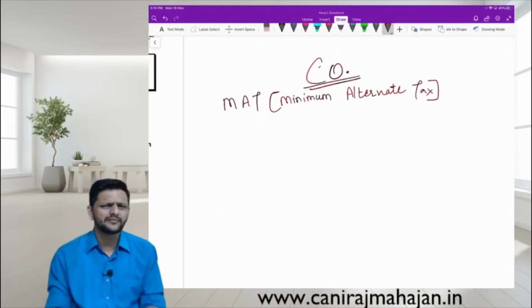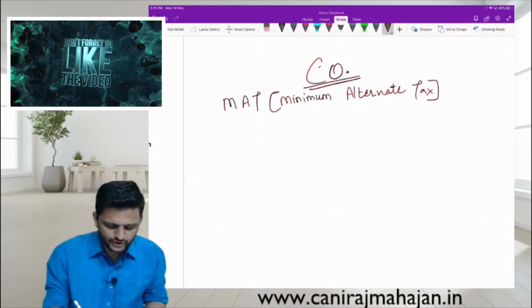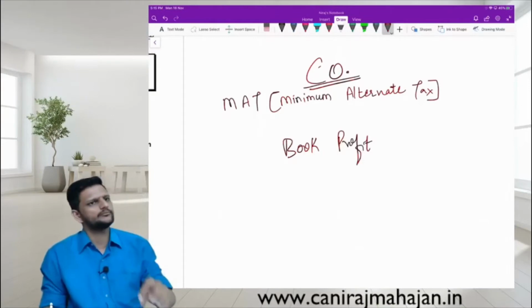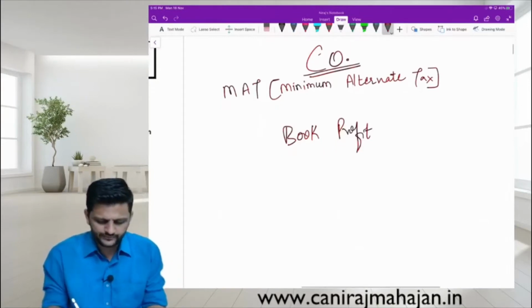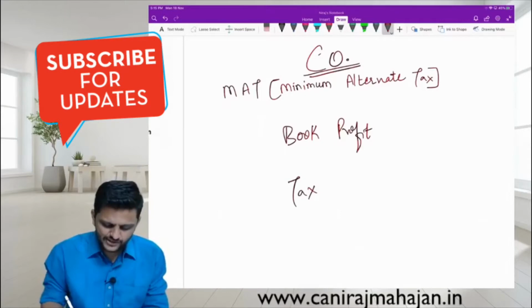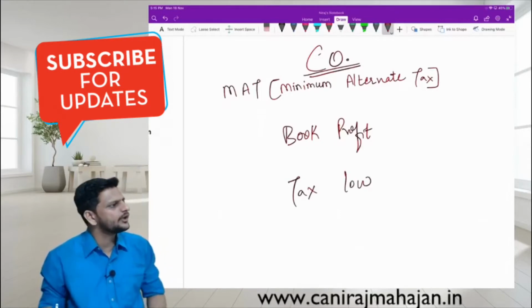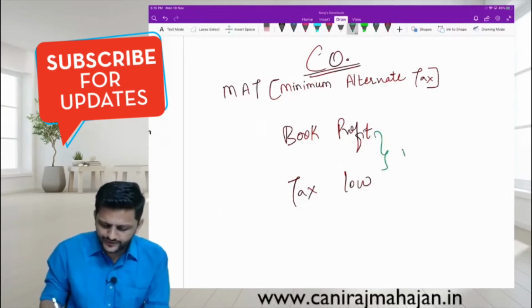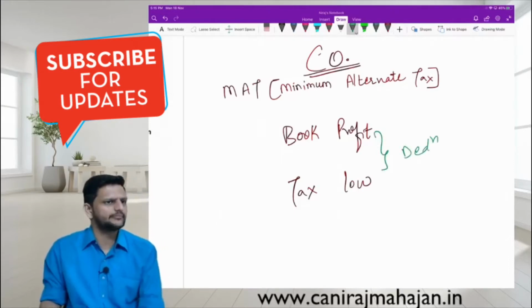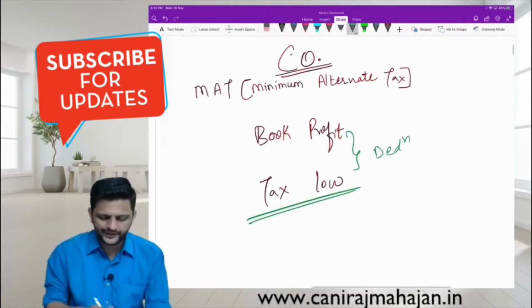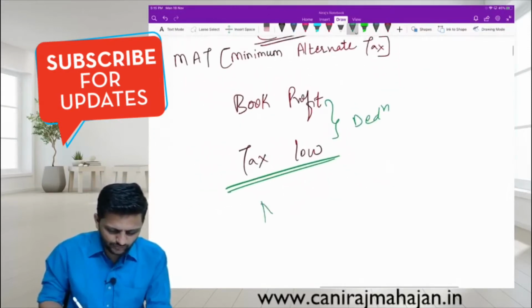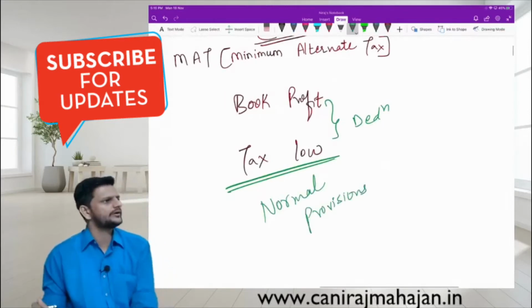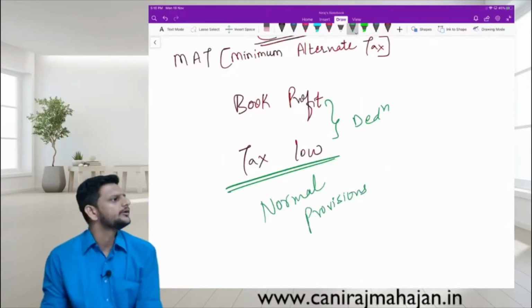What background do you remember? If there is a book profit, remember book profit? Not a firm. Book means profit as per books. But tax is very low because of deductions, all the deductions or any benefit which you are claiming under income tax. Tax liability is very low. Pay attention. This is known as normal provisions. Tax as per whatever we did till now is known as tax as per normal provisions.